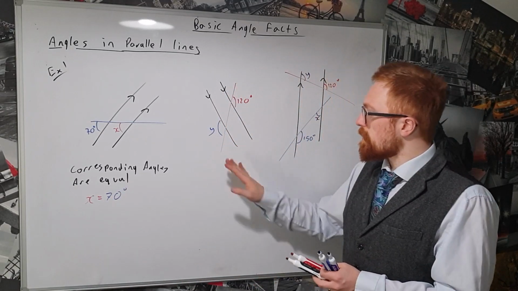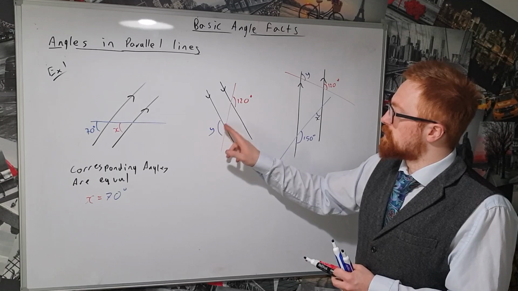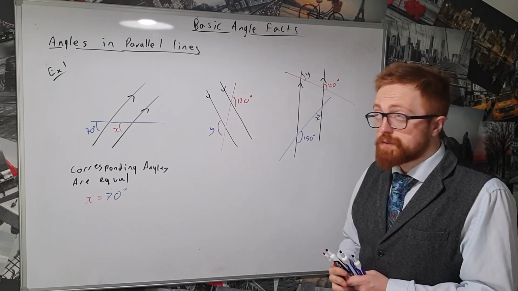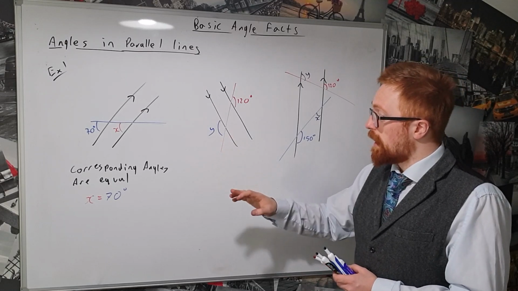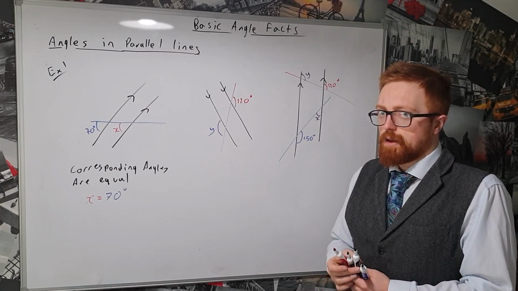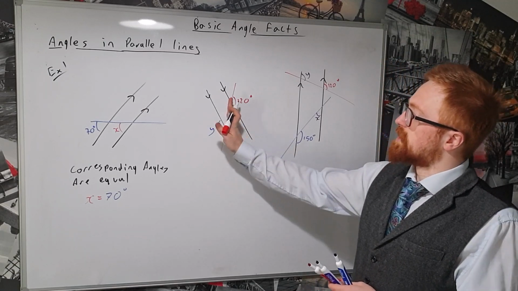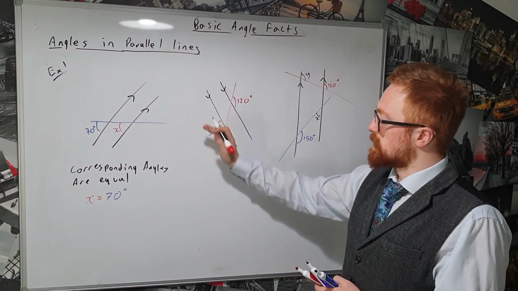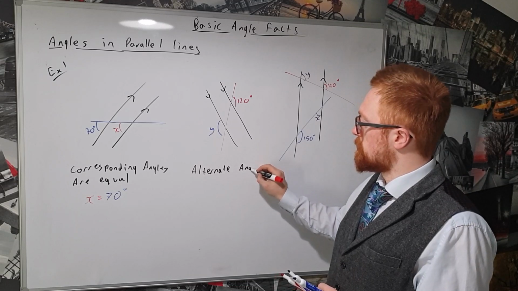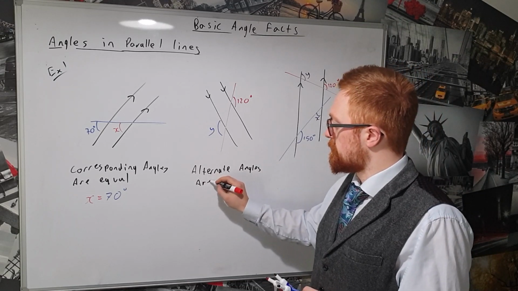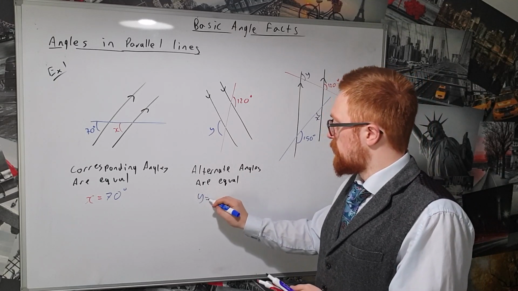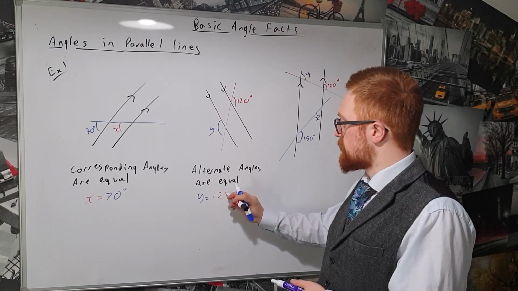Excellent. Now let's move on to this one. So again, we've got two angles that are along the same transversal. They're both obtuse, so we know they're going to be the same. So are these corresponding angles or are these alternate angles? Exactly, these ones are alternate angles because they're on opposite sides of the transversal to each other. So alternate angles are the same or equal. So y is equal to 120 in this case.